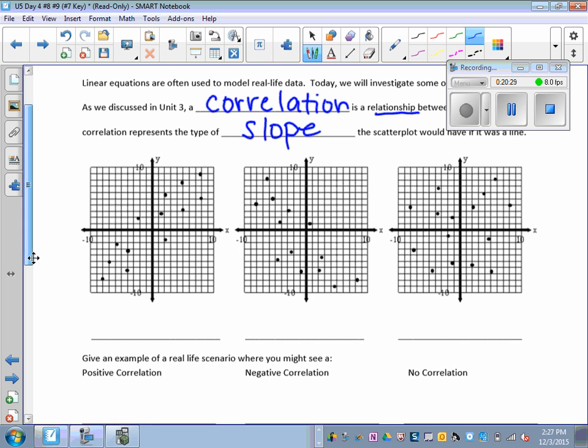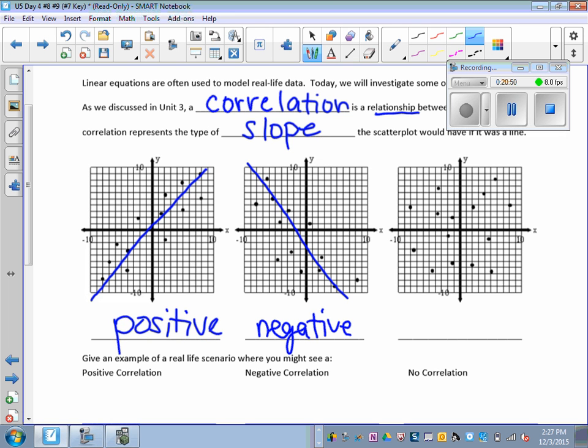Alright, our first graph. What type of correlation is this? Positive, negative, or neither? Right, because if we were to draw a line through these points, it's increasing as we go to the right, so it's a positive correlation. How about the second one? Negative. And the last one is no correlation.